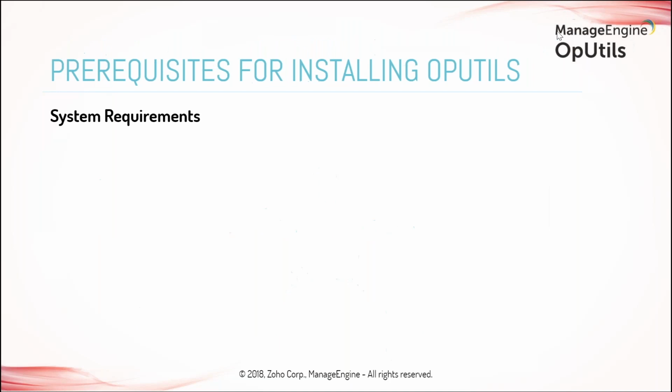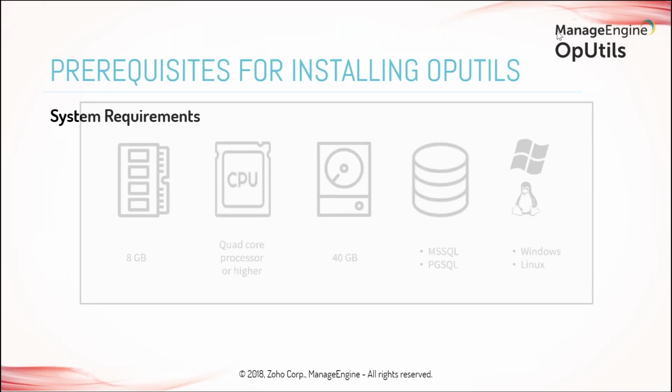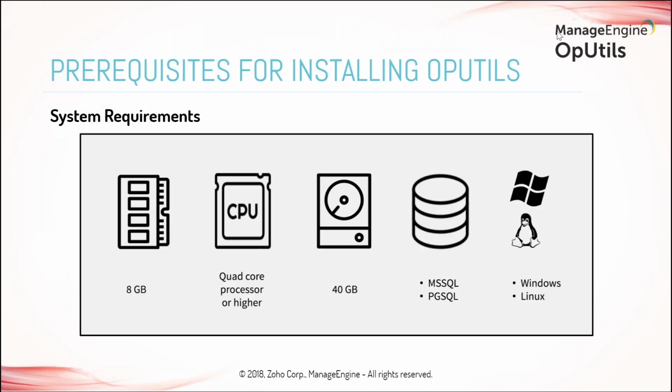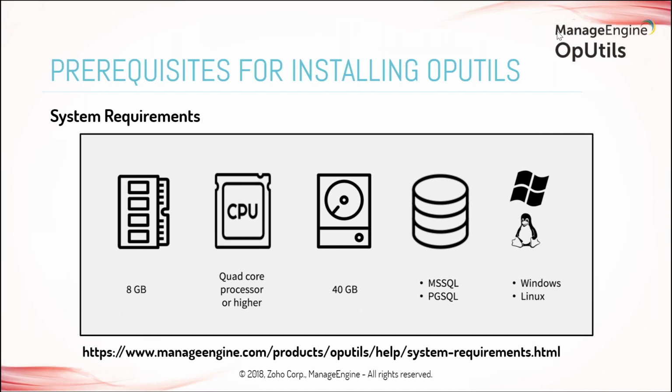So before getting into the product, what is the prerequisite for installation of OpUtils? OpUtils can be installed on both Windows and Linux servers. It doesn't require a big server, just a basic setup with 8 GB RAM, core processor, and 40 GB of hard disk will be sufficient to install OpUtils and monitor your IPAM and Switchport Mapper. Also, it supports the PGSQL database, which is an inbuilt database. Also, if you have an MS SQL database and wish to use it, OpUtils supports the MS SQL database as well. And in the link below, you can go and check the system requirements.